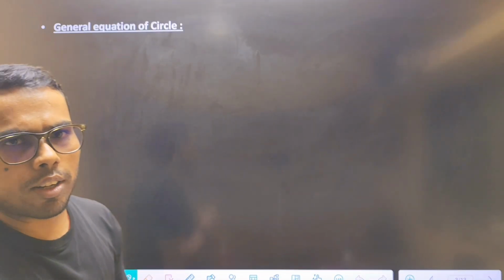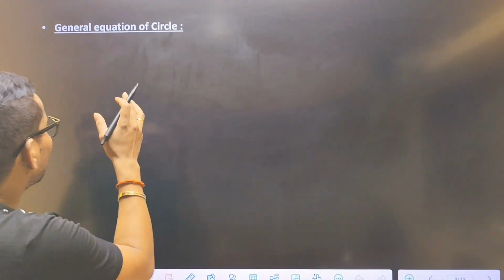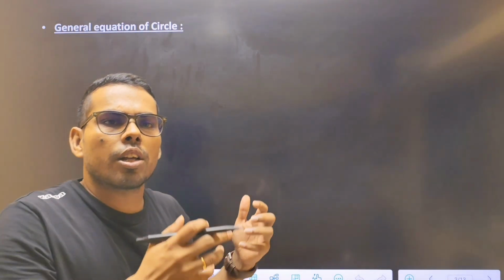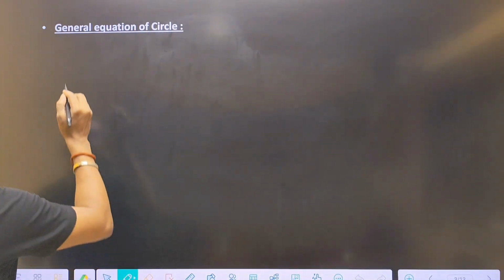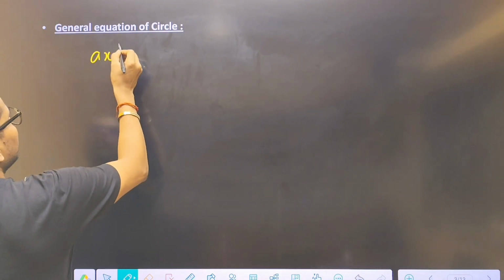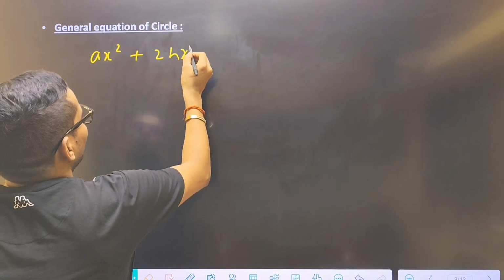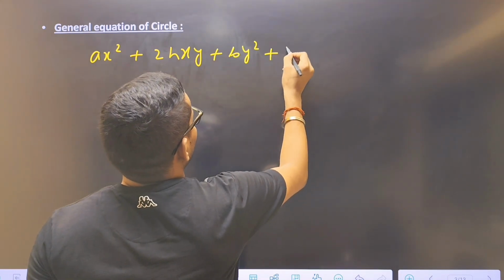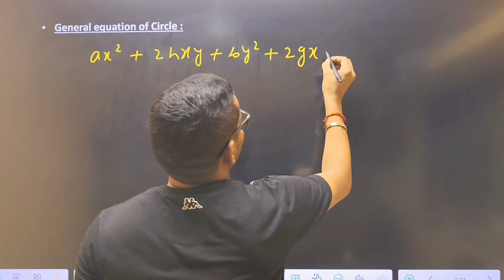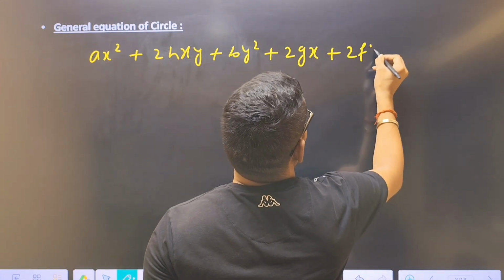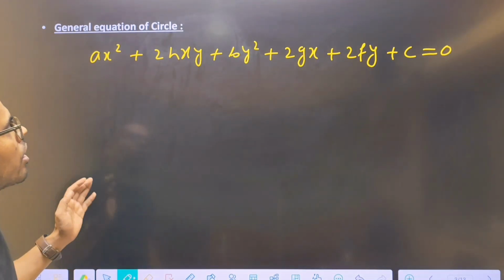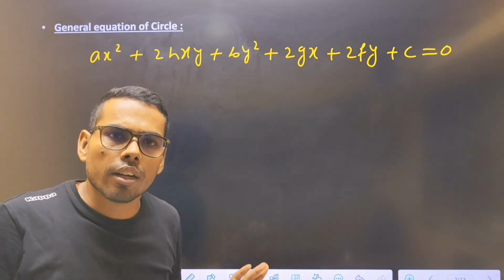Next, the general equation of a circle. Before knowing the general equation of a circle, first we have to know the general equation of a 2-degree curve. What is the general equation of a 2-degree curve? Ax square plus 2hxy plus by square plus 2gx plus 2fy plus c is equal to 0. This is the general equation of any 2-degree curve.